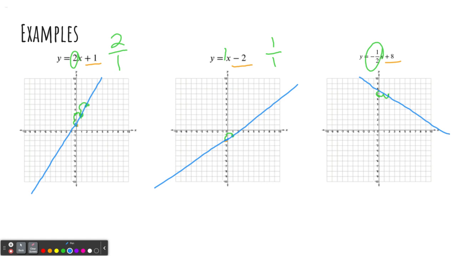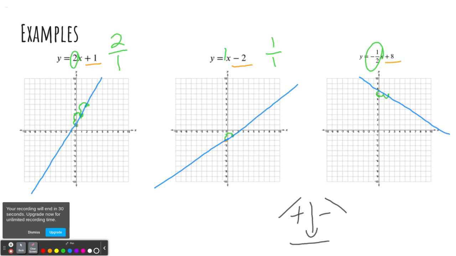To check yourself, you could see this one is negative and it looks like it is going down. Remember, from slope face, positive lines go up, negative lines go down. Undefined is straight up and down. 0 is straight across. You can now move on and work on your practice.